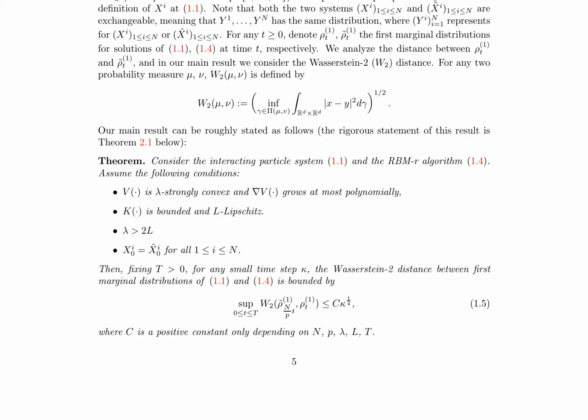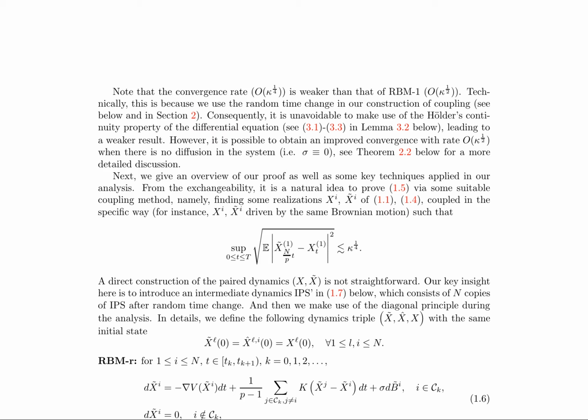The proof relies on a novel coupling method, introducing an intermediate dynamics, IPS, with n copies of the interacting particle system after random time change. The authors utilize the diagonal principle during the analysis, coupling the Brownian motions in a specific way to facilitate the proof. The key insight is to synchronize the paired dynamics using the same Brownian motion, allowing for the derivation of a bound on the Wasserstein-2 distance. The convergence rate O(kappa^(1/4)) is weaker than that of RBM-1, due to the use of random time change in the coupling construction.